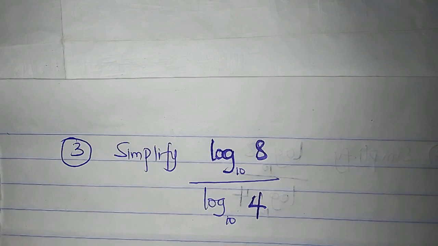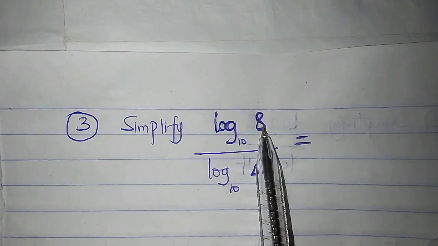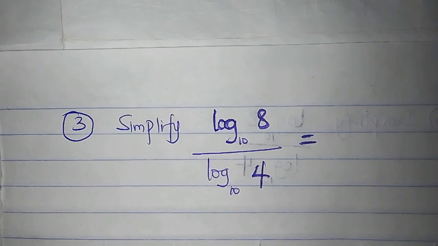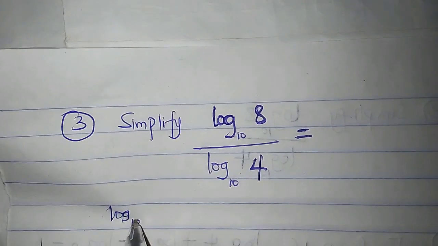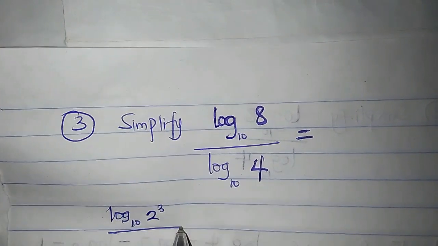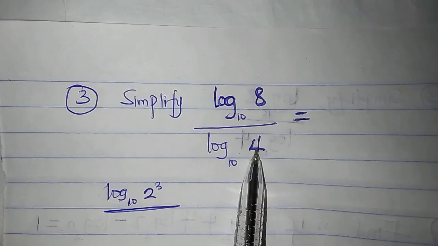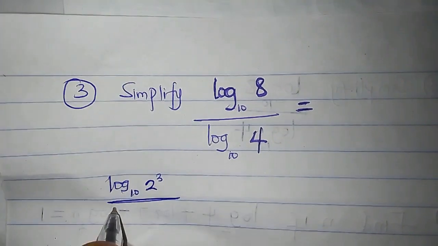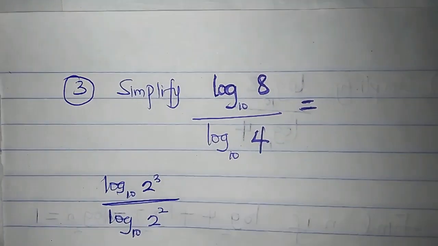I want to simplify log 8 to base 10 divided by log 4 to base 10. 8 can be written as 2 to the power of 3, so I have log to base 10 of 2 raised to the power 3, divided by 4, which can be written as 2 to the power of 2. So I have log to base 10 of 2 raised to the power 2.